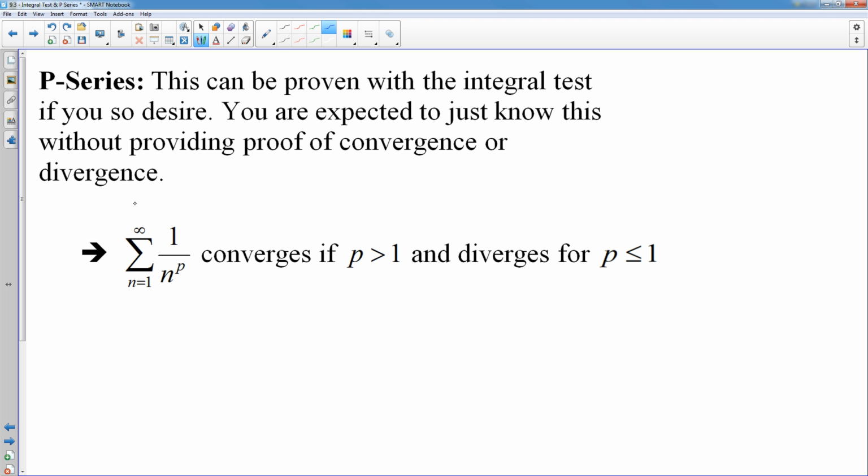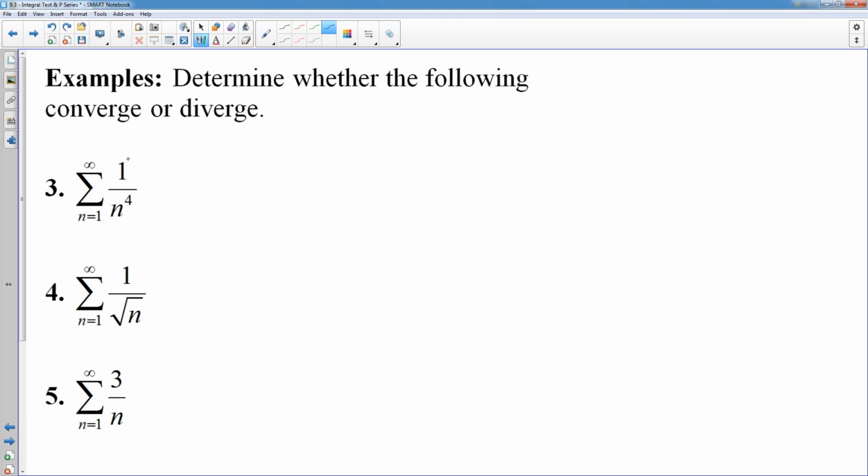So, I'm trying to regather my thoughts here. A few P-series. Right here we have 1 over n to the 4th. In this case, this is a P-series. P is equal to 4. 4 is greater than 1. Therefore, converge. That's all there is to a P-series.